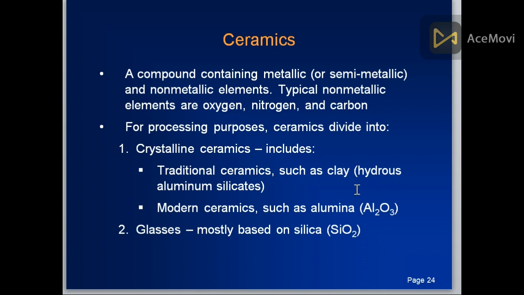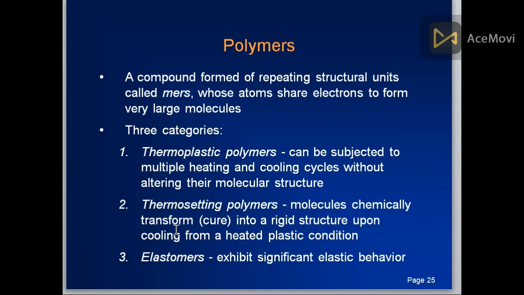Traditional ceramics such as clay, modern ceramics such as alumina, and glass, which is mostly based on silica, SiO2. A compound formed of repeating structural units called mers, whose atoms share electrons to form very large molecules, is known as a polymer. There are three types of polymers: thermoplastic polymers, thermosetting polymers, and elastomers. These are basically plastic materials in simple language.